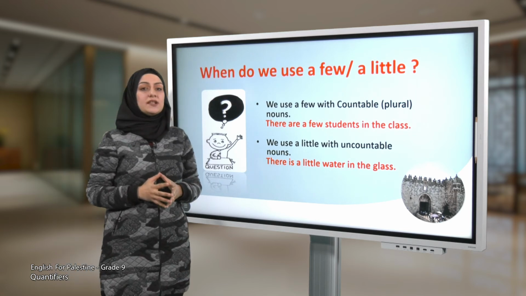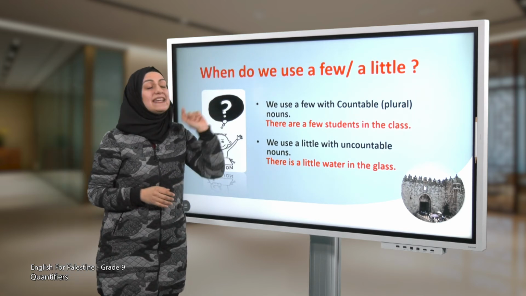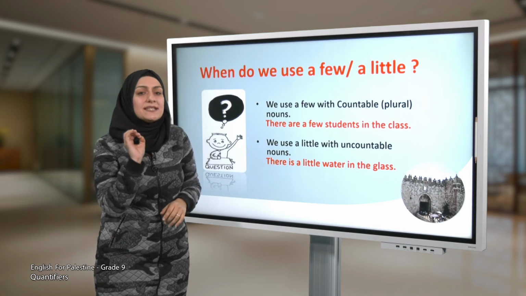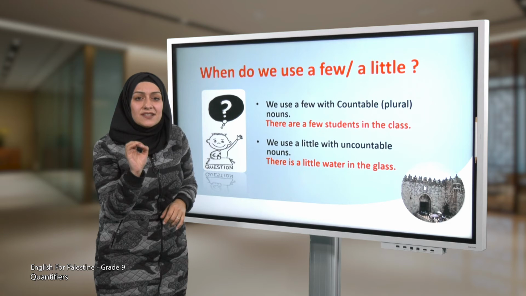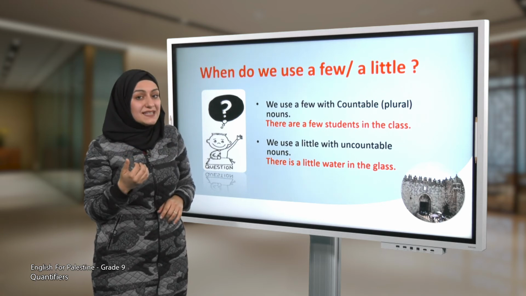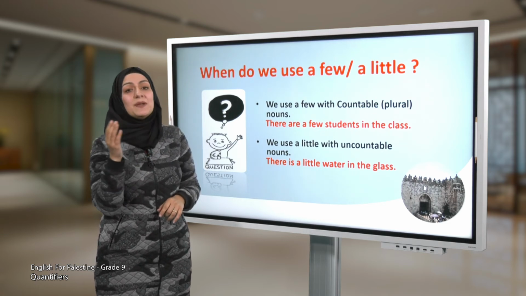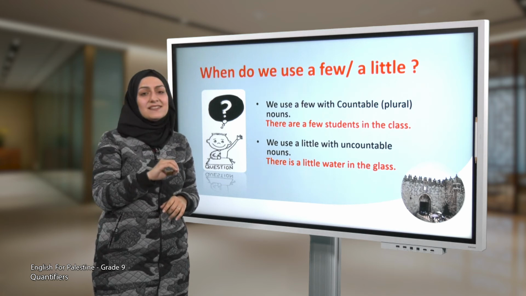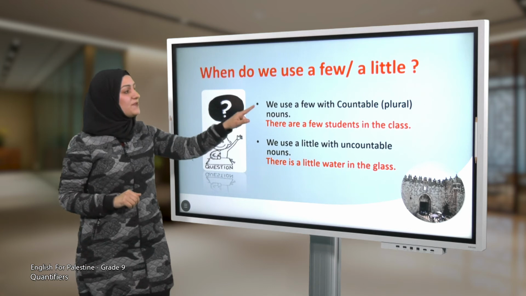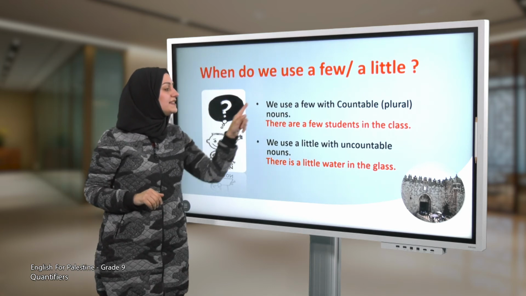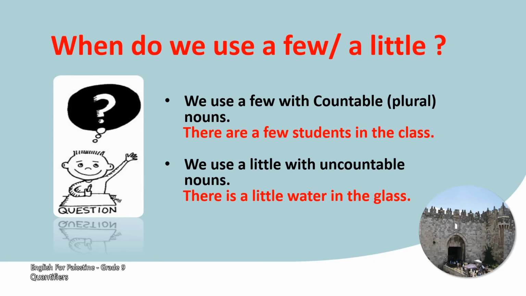Now you are asking yourself, when should I use a few and a little? I will tell you that simple secret. A few is the opposite of many, and a little is the opposite of much. This means a few is used with countable plural nouns, and a little is used with uncountable nouns. Okay, so we use a few with countable plural nouns. For example, there are a few students in the class. And we use a little with uncountable nouns. There is a little water in the glass.